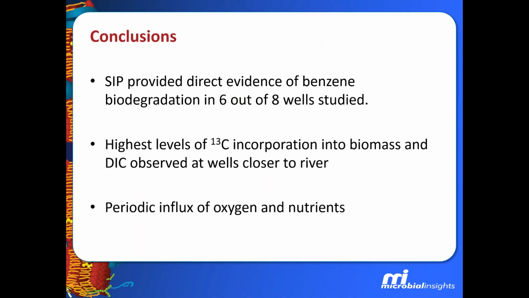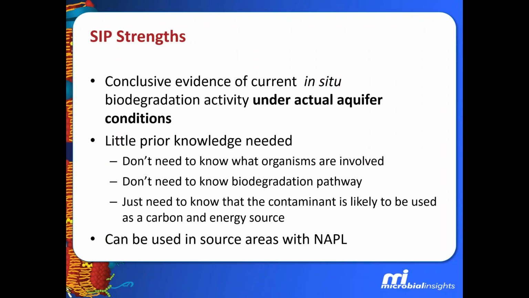And as you just saw in that abbreviated data set, the highest C13 incorporation into biomass and the DIC was closer to the river. And other data that you will find in the paper shows that there is a periodic influx of oxygen and nutrients from the river, and that's what's driving the biodegradation process near the river.